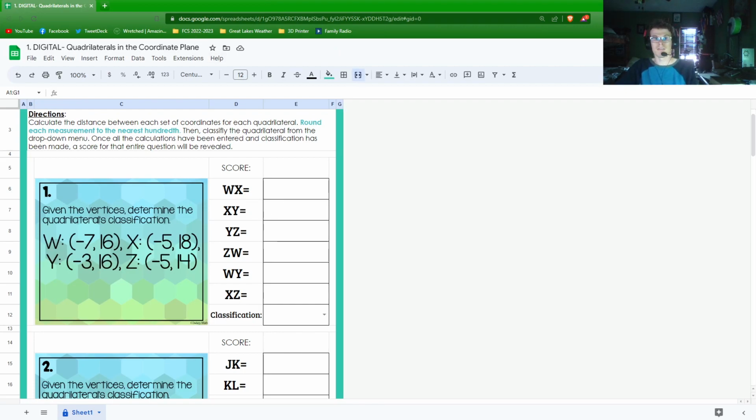Alright, so here you have your assignment that I gave you. Okay, so it says to calculate the distance between each set of coordinates for each quadrilateral. Okay, so that is what you're doing. You're calculating the distance between the set of coordinates. You're given a set of coordinates here.